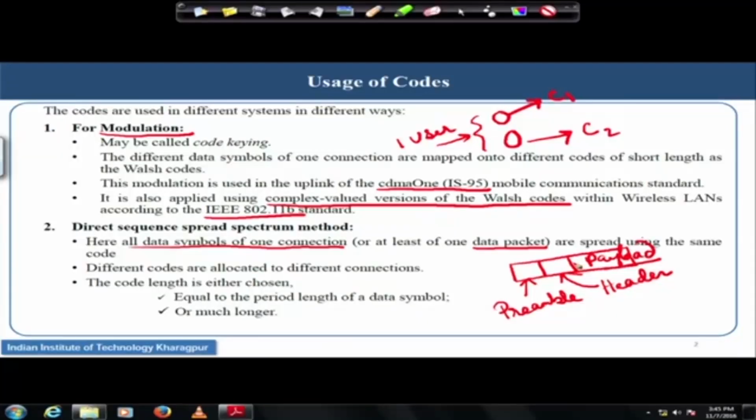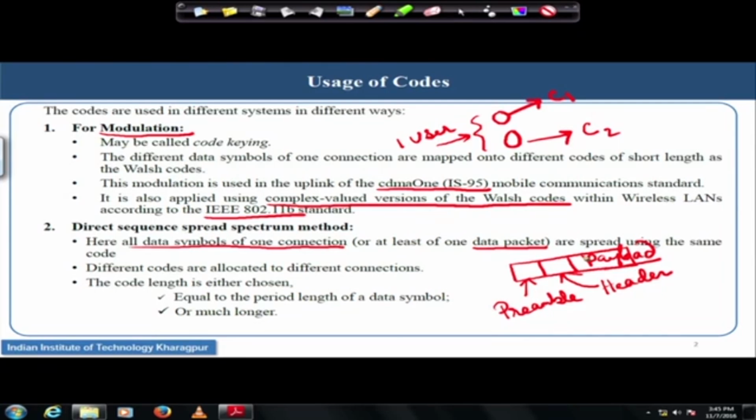So when we utilize a code to spread the data symbols, at least for one packet, if we keep the spreading code the same, then it is actually spread spectrum. Usually we do not prefer to use different codes to spread different sections of the payload within a packet.